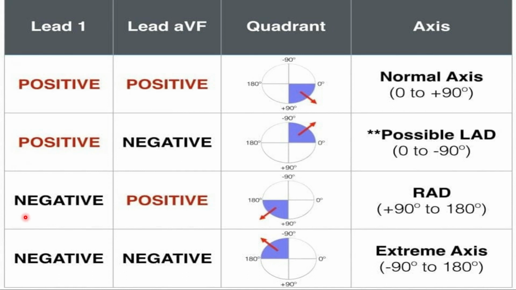On an ECG with a negative QRS complex in lead 1 and positive in aVF, it means that the axis lies between plus 90 to 180 degree, which is right axis deviation. A negative QRS complex in both lead 1 and lead aVF means an axis lying between 180 to minus 90, which is an extreme right axis deviation.